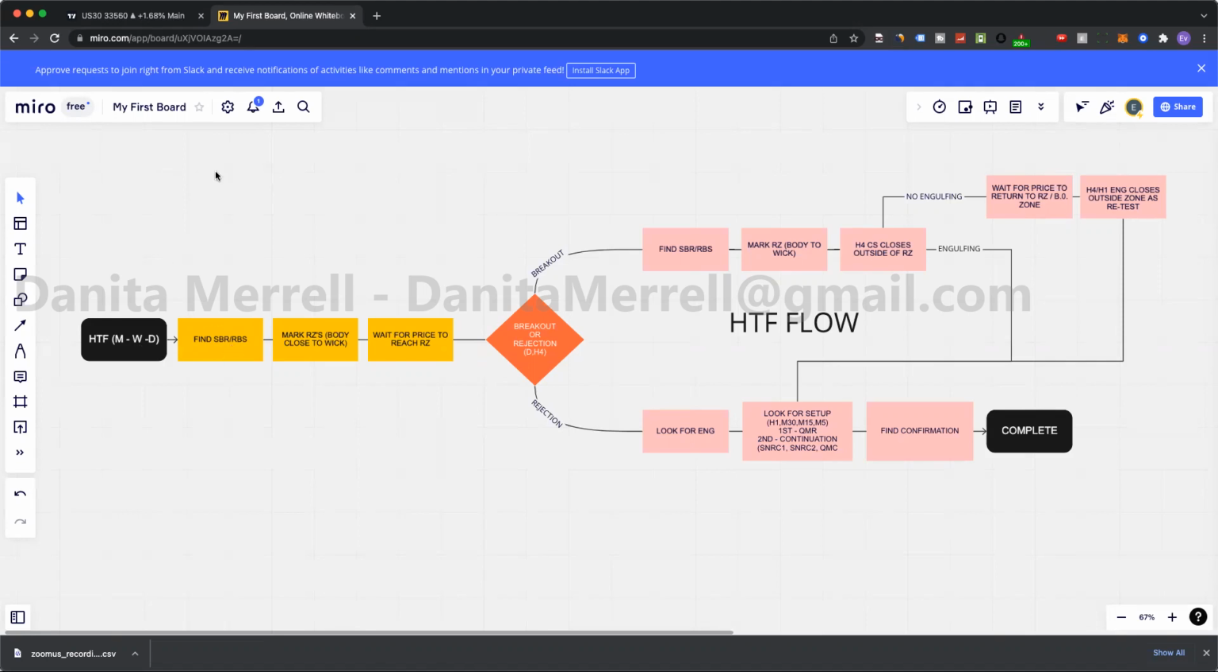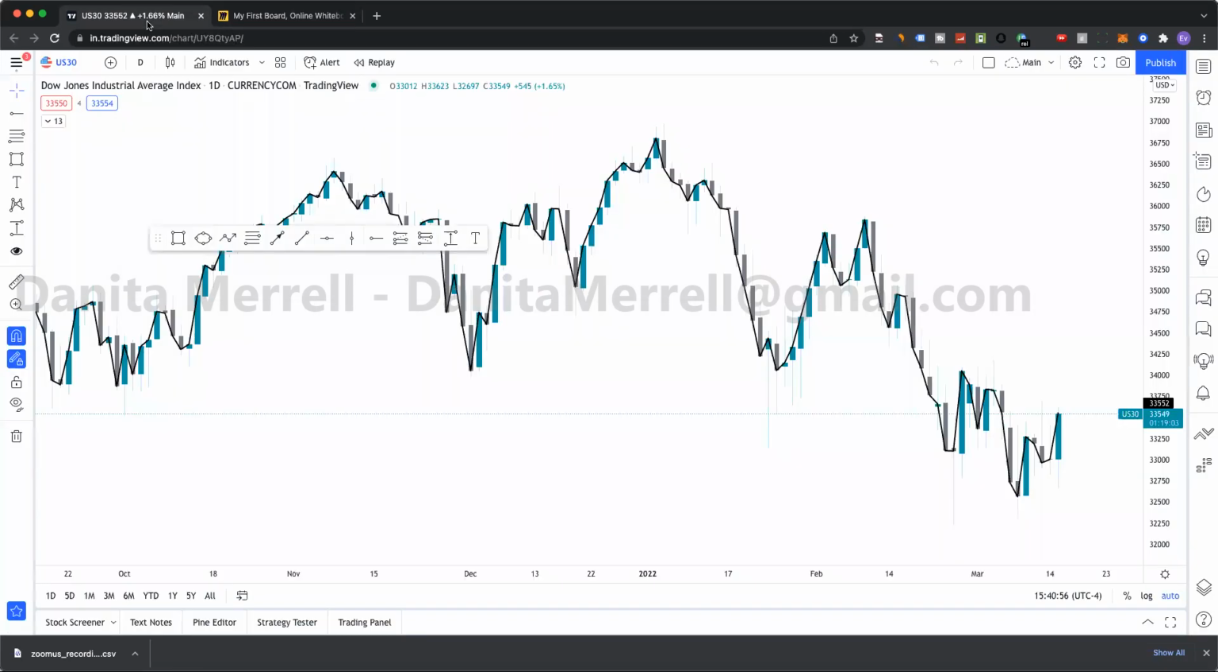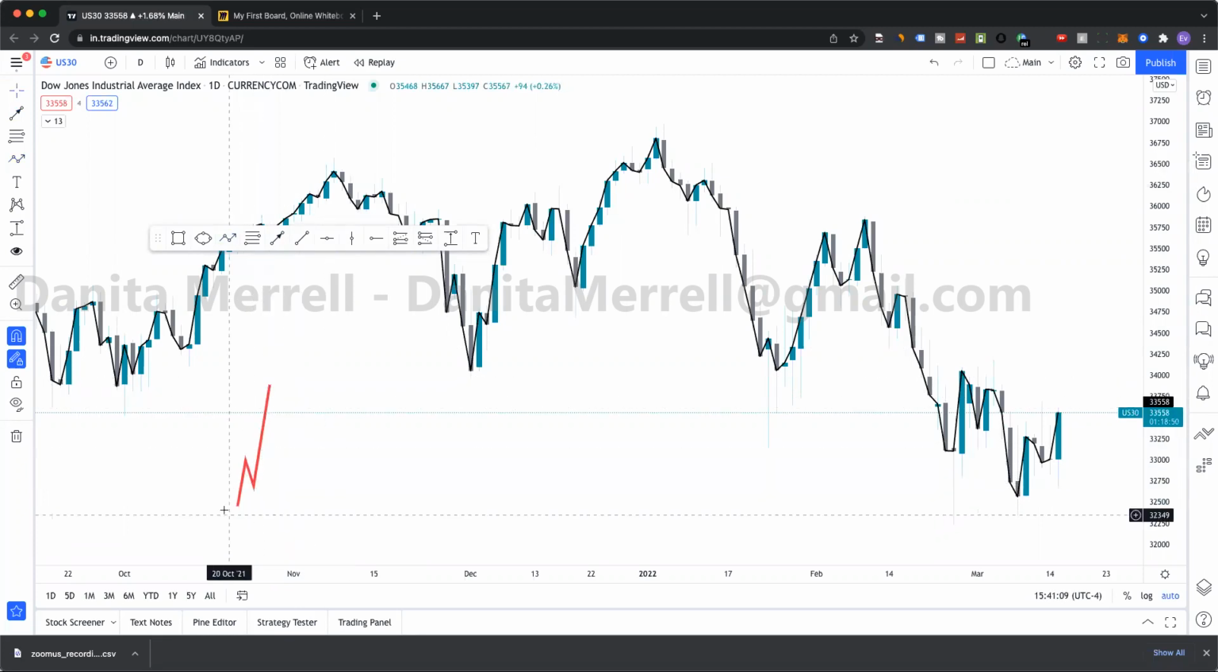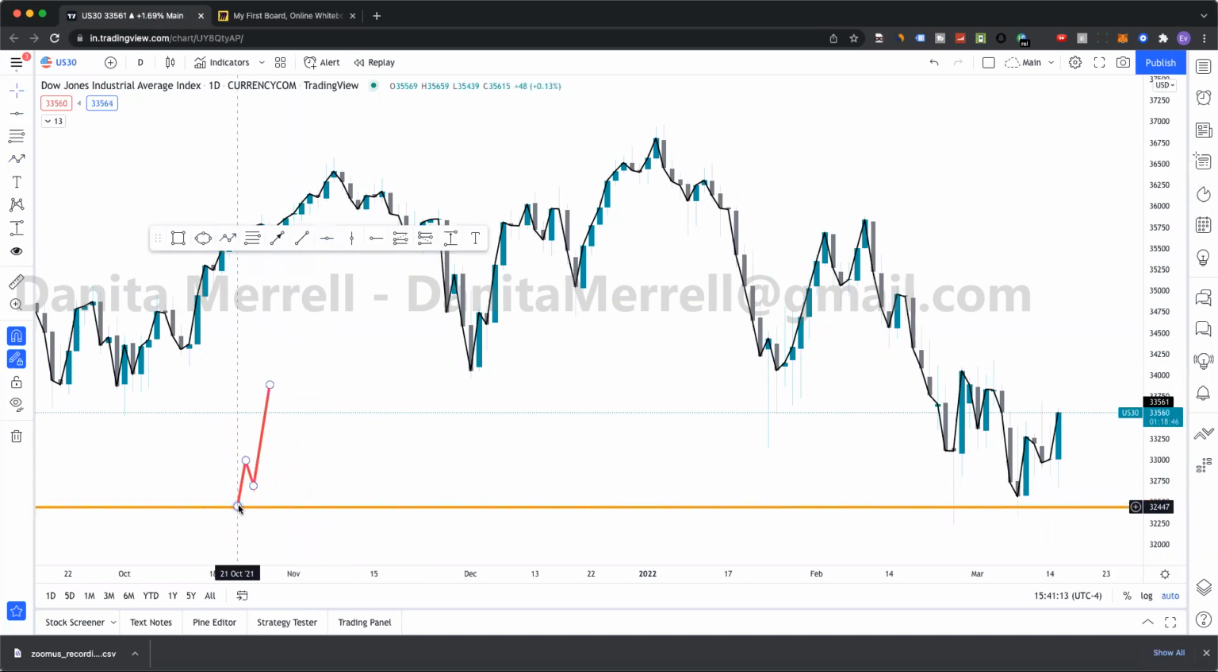After finding that, to consider that high strong, you need to find your SBR or RBS. Support becomes resistance, or resistance becomes support. So let's say, for example, you have a daily swing point right here. Then you have your pullback and then your rally through, okay? This right here, your SBR, makes this level strong, okay? So this level now becomes strong.